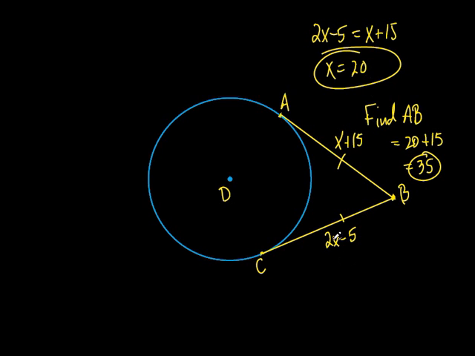Well, BC would be the same thing, wouldn't it? Put a 20 in there. 2 times 20 is 40. Minus 5 is 35. You can see that they are equal.